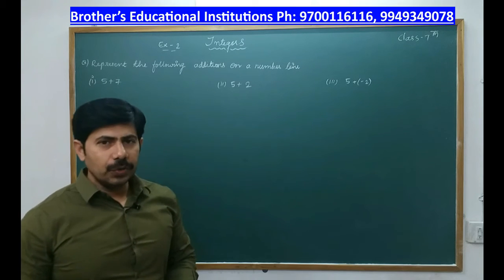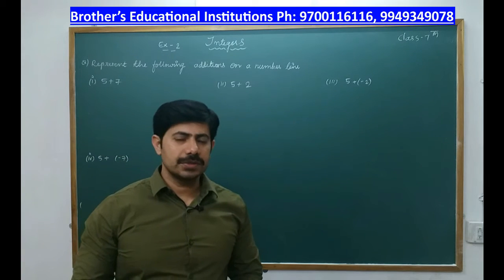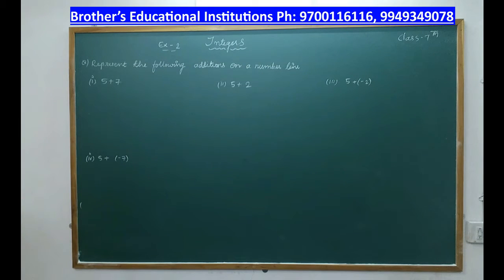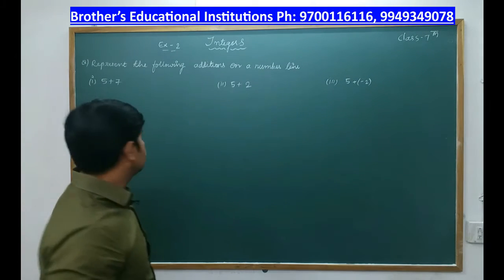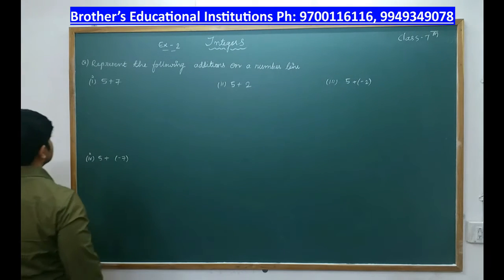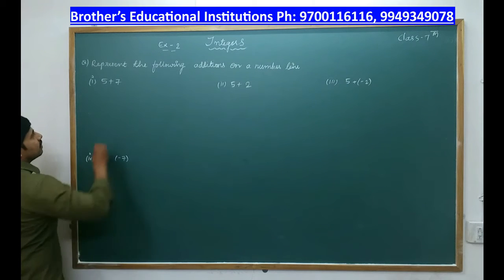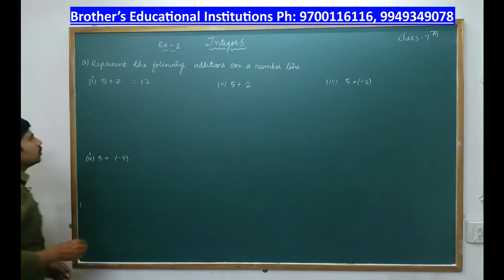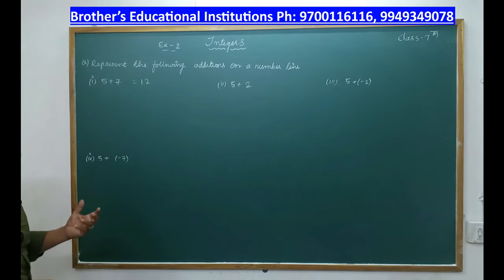Welcome back. We are doing problems on integers. So in today's class, the first problem is to represent the following additions on a number line. Now we have 5 plus 7, right? So what is 5 plus 7? Normally if we add, it is 12. So now we represent this 5 plus 7 on a number line.